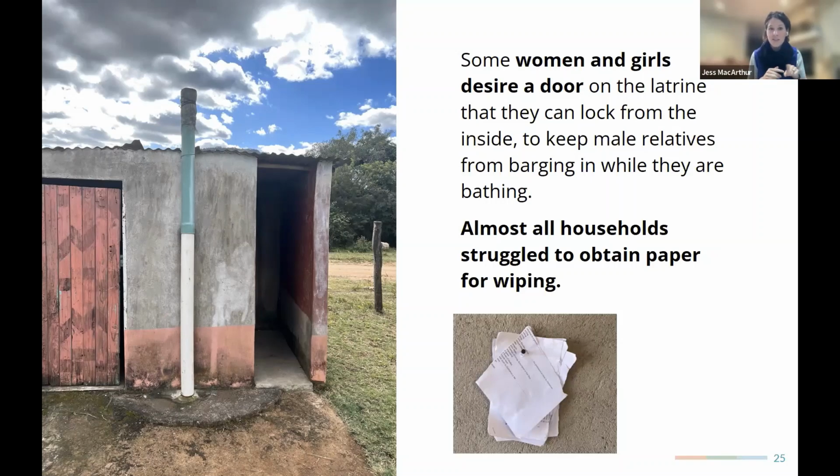And so you see on this picture here, the latrine is open, but there's a door on the bathing room where they had a separation between the toilet and the bathing room. Another really interesting finding is that almost everyone struggled to find paper for wiping. So with the decrease of newspaper available in rural areas in Zimbabwe, there was basically nothing to wipe with, and people were often using school books or leaves to wipe. And this is even the people who had more money were not able to get wiping paper. Next slide.